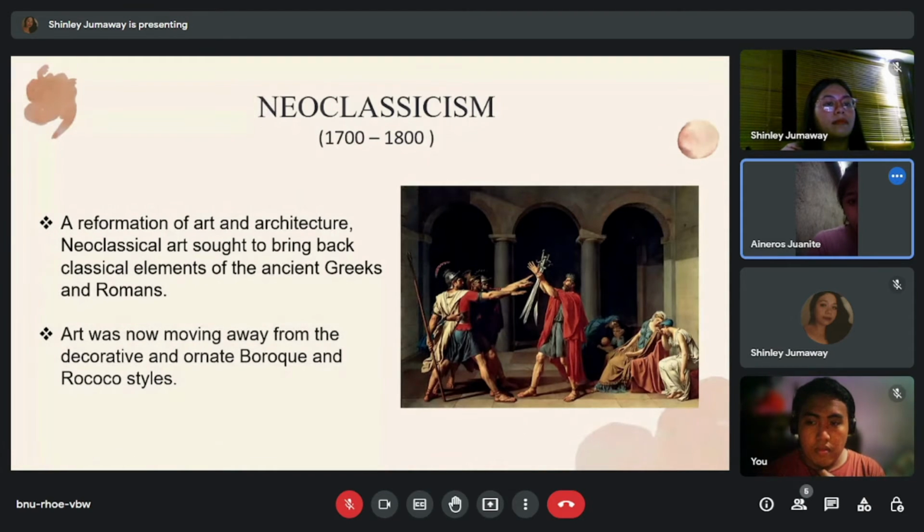Neoclassicism, a reformation of arts and architecture. Neoclassical art sought to bring back classical elements of the ancient Greeks and Romans. Art was now moving away from the decorative and ornate Baroque and Rococo style. Neoclassicism was a Western culture movement in the decorative and visual arts, literature, theater, music, and architecture, drawing inspiration from the art and culture of classical antiquity.